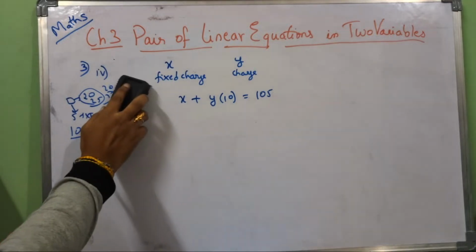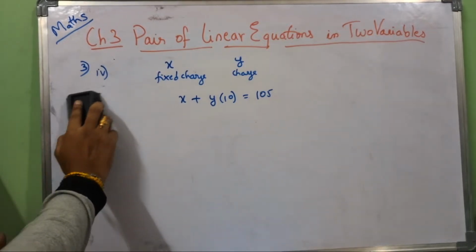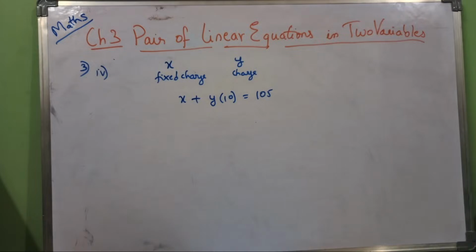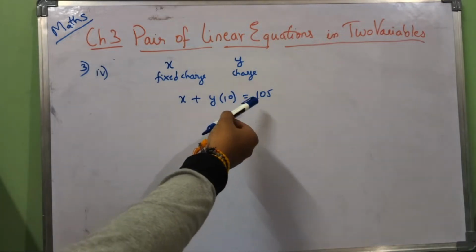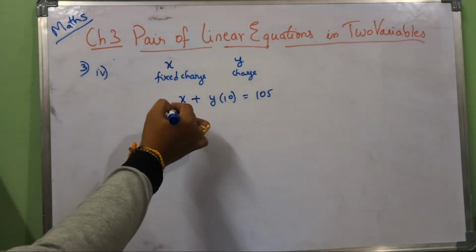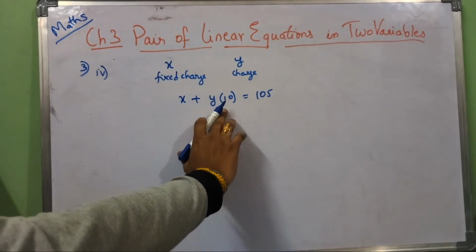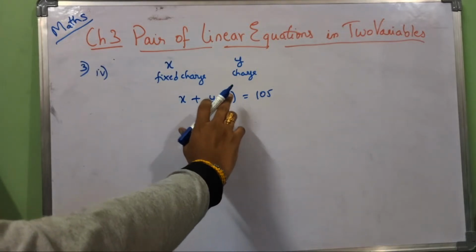So for this type of question, the equation should be x plus some amount into y is equal to 105, because here the fixed charge is constant, there is no variable in it, but the other charge is variable because it depends upon the distance.